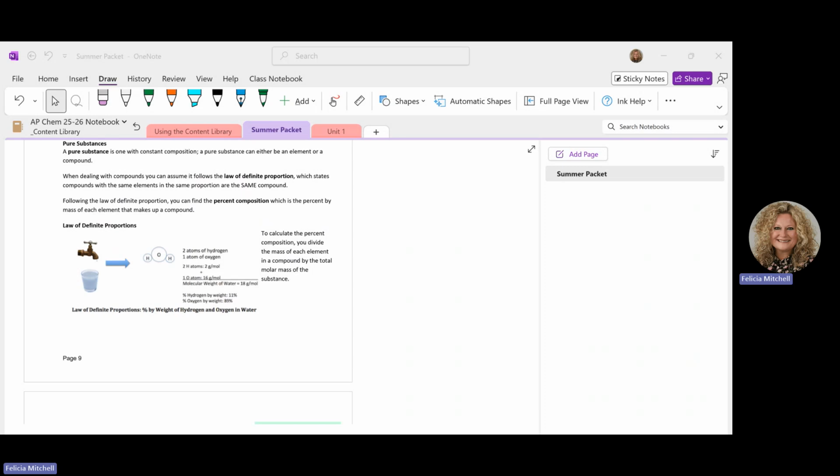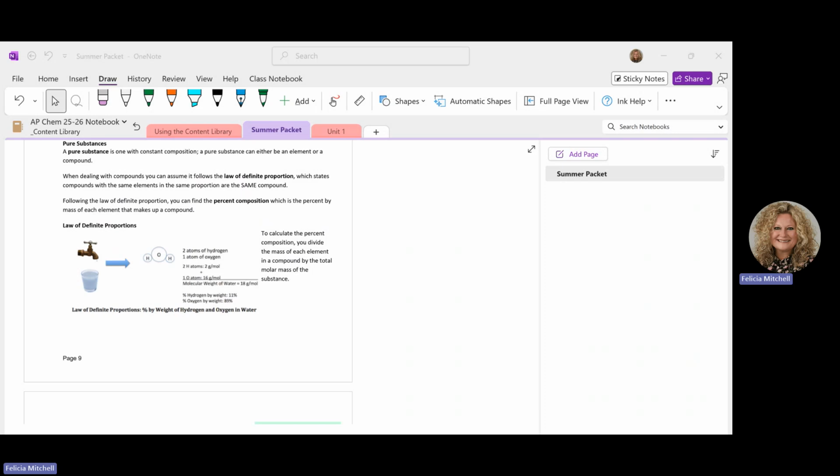A pure substance is an element or a compound, and we're going to talk later about how you can mix those things together and make mixtures. We do know that they follow the law of definite proportion, which basically says that compounds with the same elements in the same proportion are the same compound. Don't get caught up in that terminology. It's kind of self-explanatory. But what we know by that is that we can then find the percent composition. That is the big thing that we're going to be doing: percent composition from the formula.